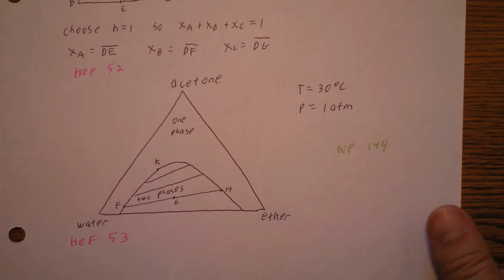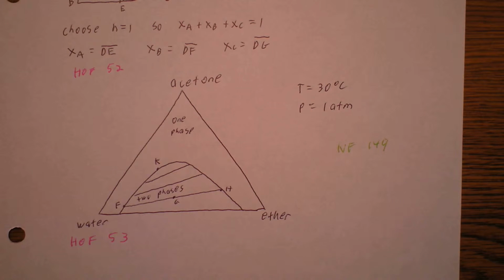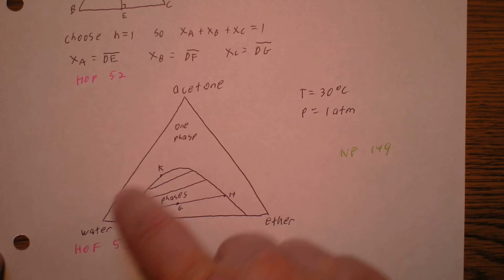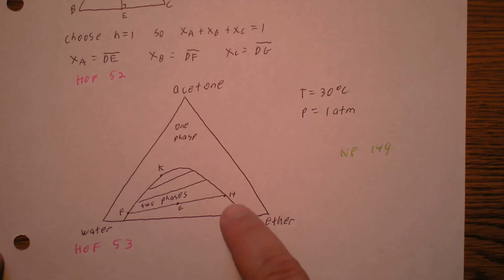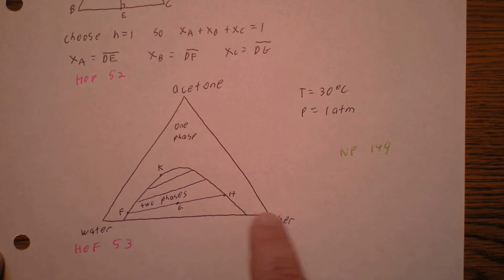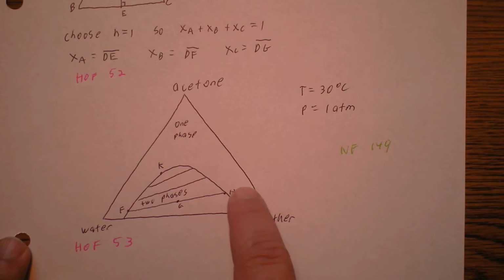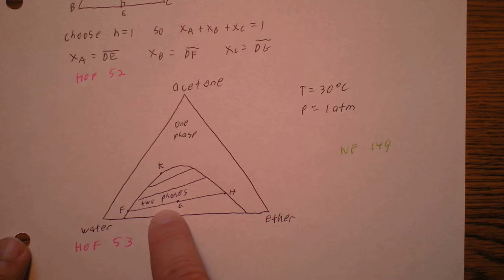So this works with real substances. Let's say we have acetone, water, and ether. Now this is interesting because if you have acetone and water, they're completely miscible. If you have acetone and ether, they're completely miscible. But the water and ether are only partially miscible. They're miscible in a small amount here, but not in here. So anywhere out here, you have only 1 liquid phase. We're talking about liquids, of course. And then in here, you'll have 2 phases.